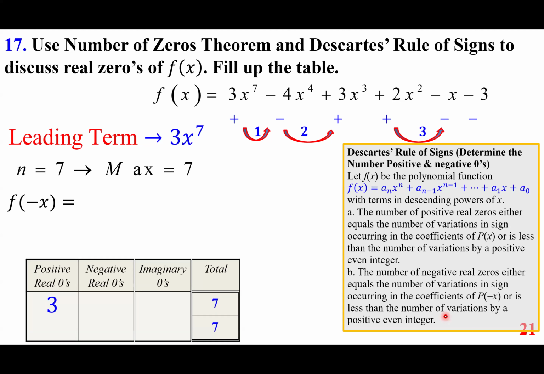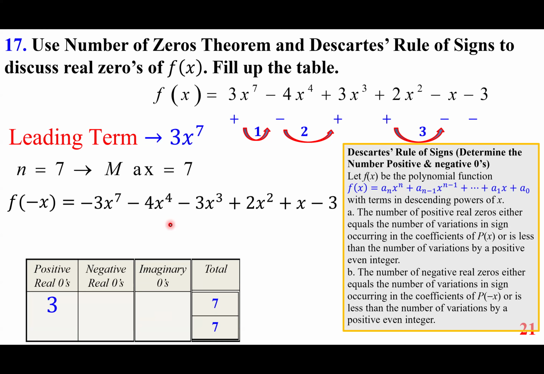So what is f of minus x? This becomes 3 times minus x to the power of 7, which is minus 3x to the power of 7. Because x is to the power of 4, x or minus x makes no difference, so this is the same. This one, because it's a cube, it becomes minus. This one, because it has an even exponent, remains unchanged. This one is plus x, this one is minus. So this is f of minus x. I'm assuming no one has any problem evaluating f of minus x.